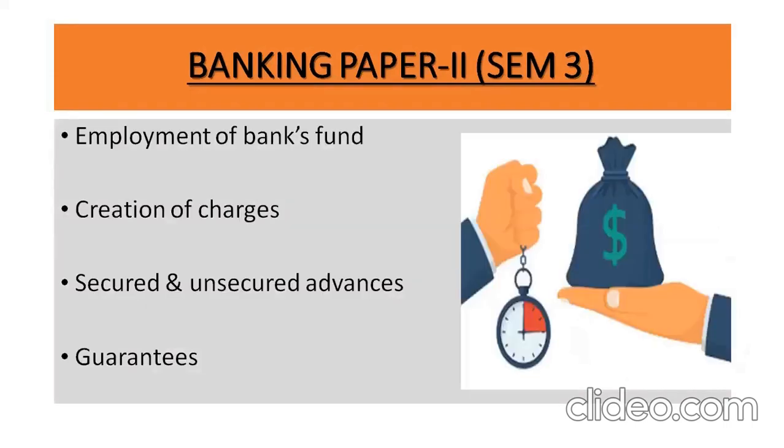Moving further, for banking paper 2 in semester 3, the topics are broadly divided into 4 parts, such as employment of banks' funds, the lending policies that banks will have to observe, and where the bank would employ its funds in forms of loans and advances. Creation of charges such as hypothecation, mortgage, pledge, etc. The types of loans and advances provided by banks, namely secured and unsecured, the risk factor involved in the unsecured loans, and the guarantees to be given thereafter.